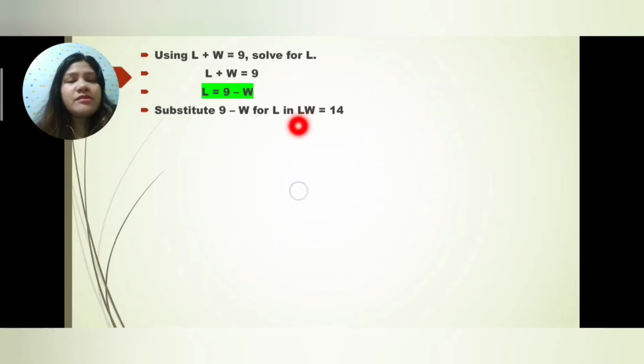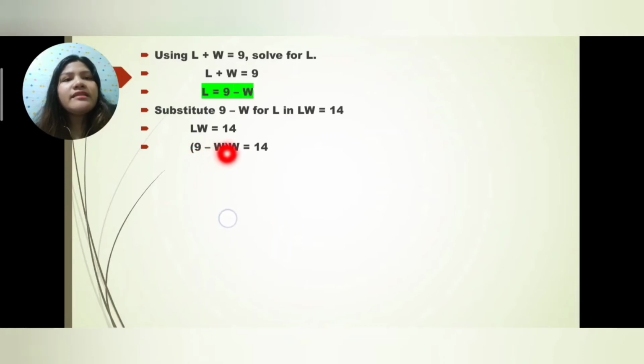Okay? So, L times W is equal to 14. Yung L, substitute natin ng 9 minus W. So, nagiging, the quantity of 9 minus W times W is equal to 14. Okay? Then next, we will use distributive property. So, we will distribute W to 9 and negative W.